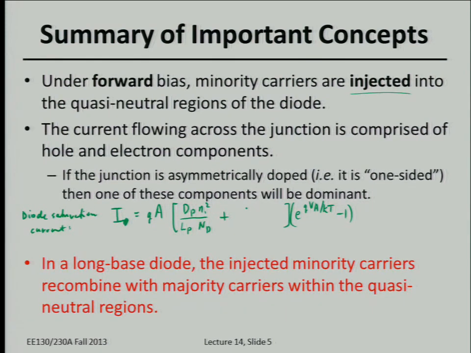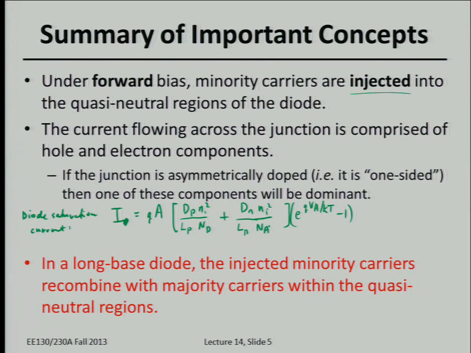Okay, so that first term is for holes diffusing into the quasi-neutral N side. And for electrons diffusing into the quasi-neutral P side, they have a diffusivity or diffusion constant of D sub n. The concentration gradient is inversely proportional to L sub n. They're proportional to Ni squared over Na. And concentration is enhanced again by the same exponential factor at the edge of the depletion region.